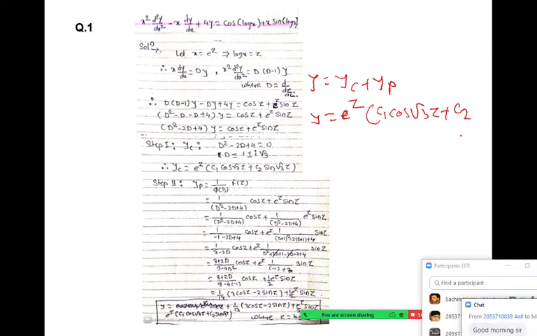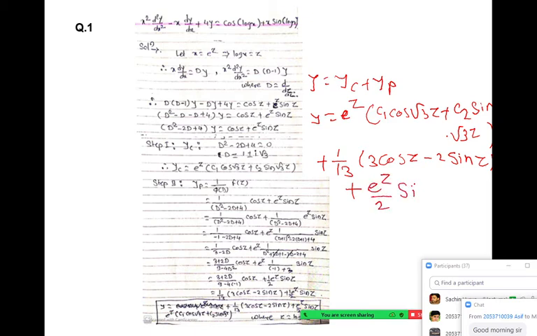Okay, plus C2 sine of... okay, that is not writing on that side now. This is root 3 z. That is yc plus yp now. Yp comes 1 by 13, 3 cos z minus 2 sin z, plus e raised to z by 2 sin z. So that is the entire solution.